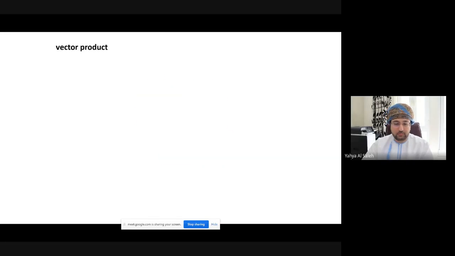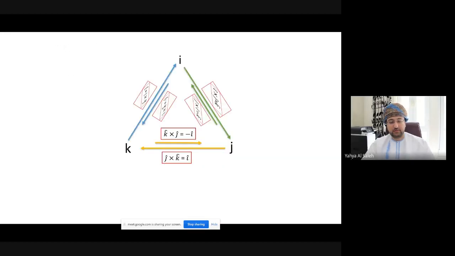My way to do this is the following. I write I, J, K, I, J, K, I, J, K. I just write it 3 times. And I have a very simple rule. Going forward is positive. Going backward is negative.